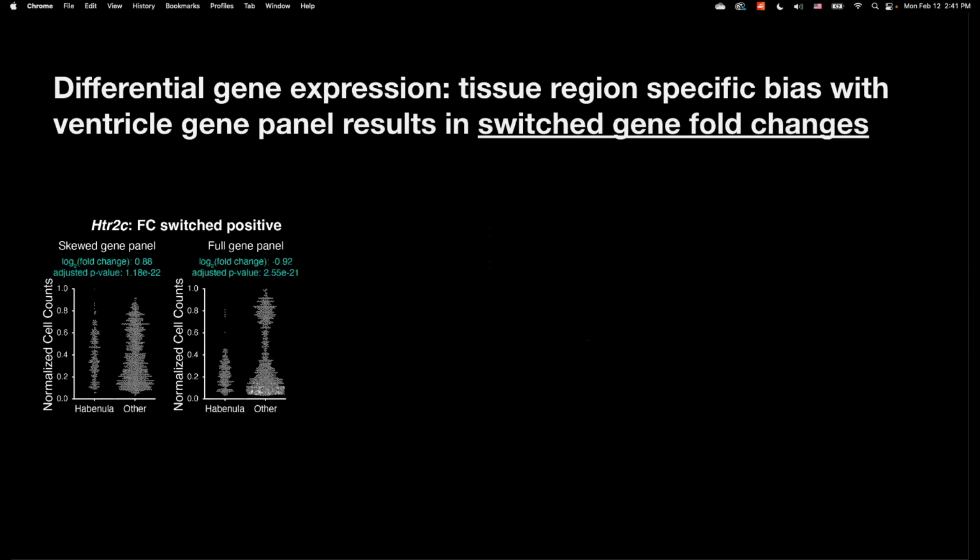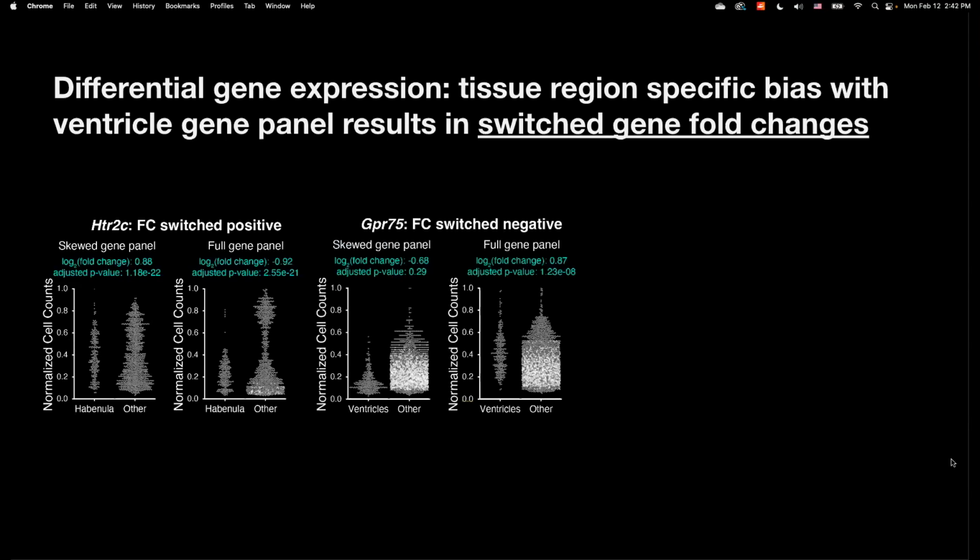We can see an example of this here, looking at HTR2C library size normalized expression. With the ventricle panel shown on the left, we see that the habenula region has a positive log fold change of HTR2C expression compared to other regions, while with the full panel on the right, we see that it has a negative log fold change of a similar magnitude and p-value.